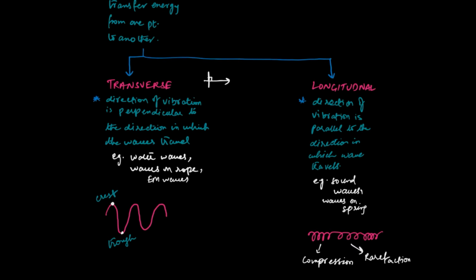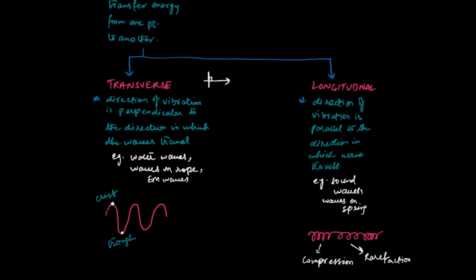And some examples are water waves, waves on a rope, or electromagnetic waves. So this is a basic example of a transverse wave. So like something like this. And it consists of a crest and consists of a trough.